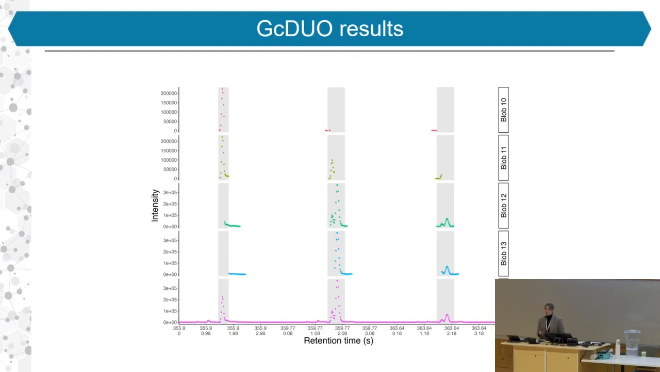Once the ROIs are established, peak characteristics are assessed. Only peaks with adequate signal-to-noise ratio and a Gaussian shape are retained, as the ones shown here.